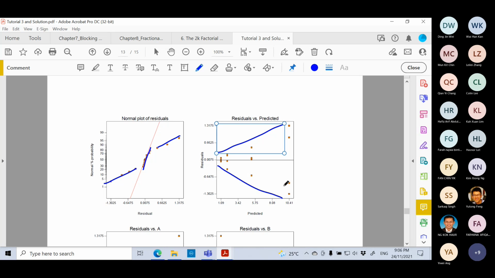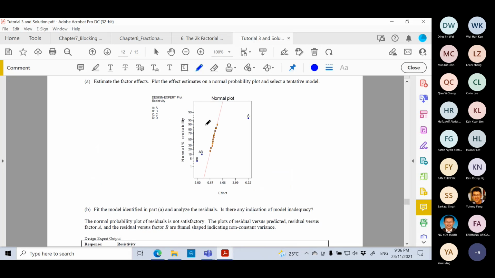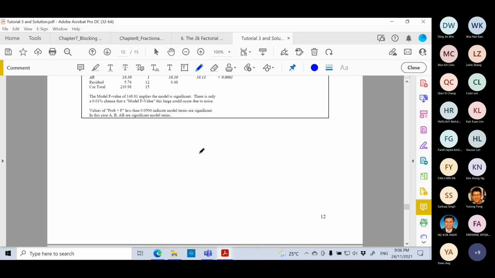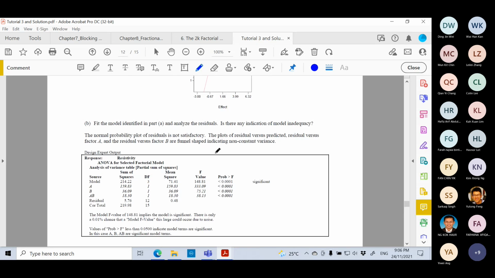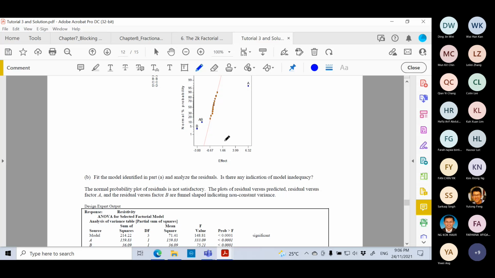The constant variance assumption may also not be fulfilled. So therefore, we need to try a different transformation. Okay. If you just accept these results, if you just accept A, B, and AB as your model, then when you formulate your model using A, B, and AB, it will be wrong, because they do not fulfill the assumption. Therefore, when you're choosing the model, it may not be accurate.